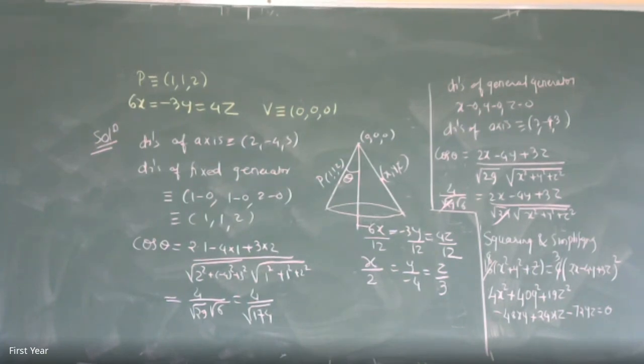Is this okay? I'll repeat. Vertex is origin. Axis is making equal angle with the coordinate axes. And the cone is passing through a line which has direction cosines proportional to 1, minus 2, 2. Then find the equation of the cone. Now there is a small complexity increased here. You are not given theta, you are given vertex. You are not given the axis directly either.